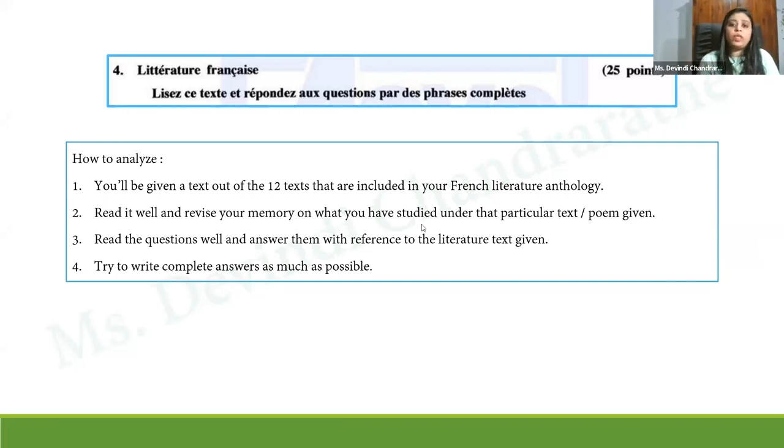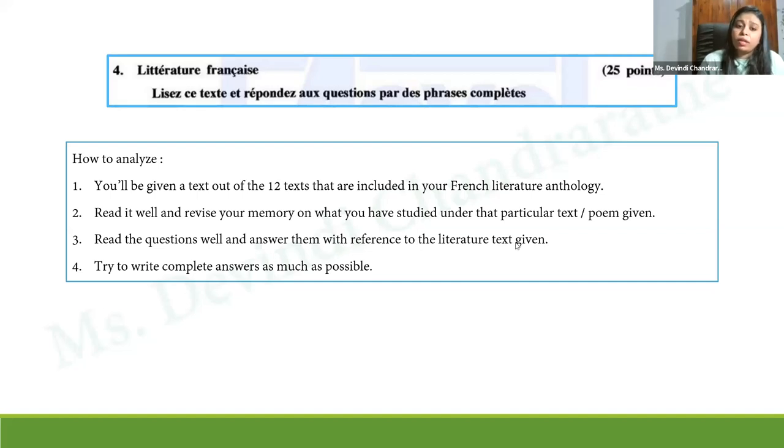So you have to revise what you have learned about Rex and the characters that appear in there, the techniques, the themes, the major things that have been focused on by the author there, right? Only then will you start answering the questions. So read the questions well and answer them with reference to the literature text.